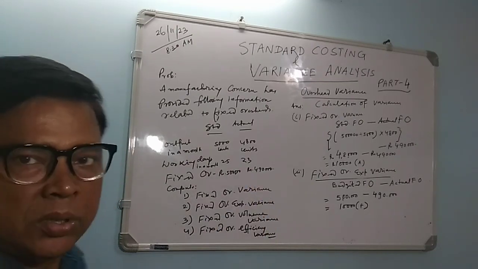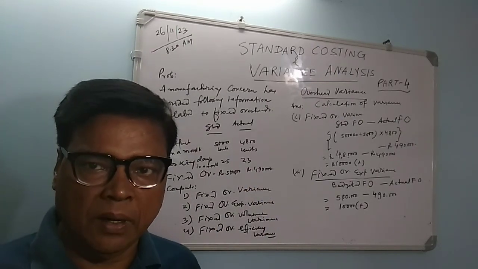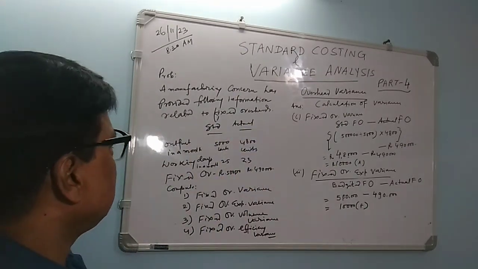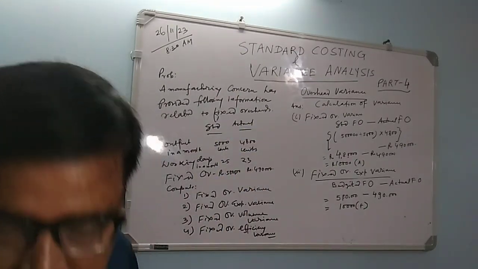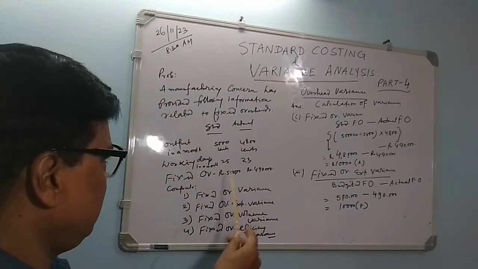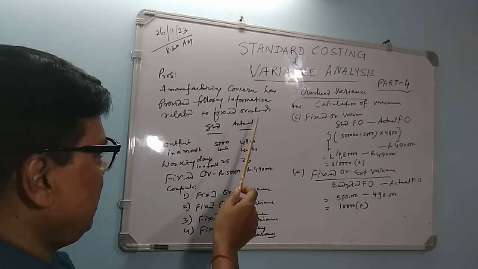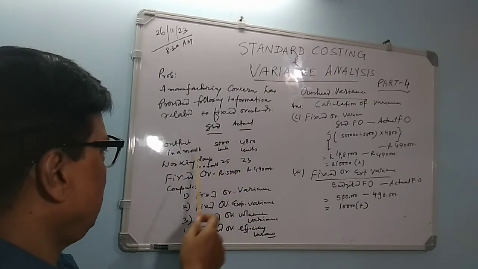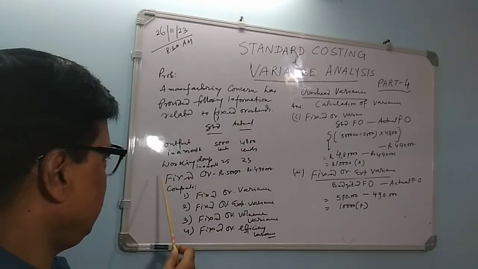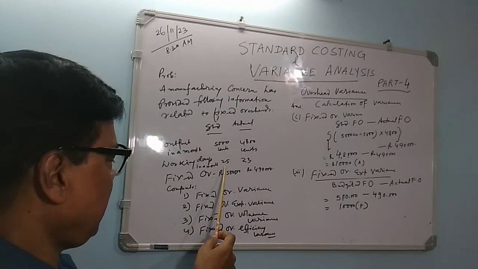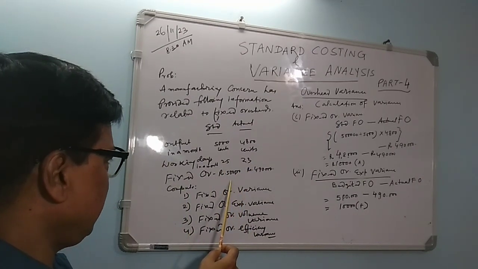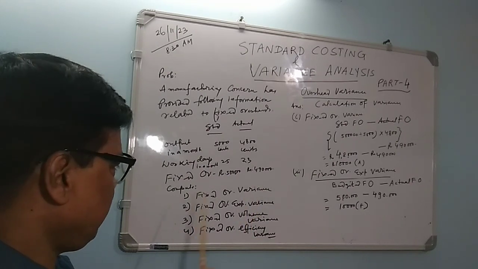So to start with, we take an example for fixed overhead variances. A manufacturing concern has the following information relating to fixed overheads. Standard output in a month is 5000 units and actual is 4800 units. Working days in a month are 25 days and 23 days. Fixed overhead is 5 lakh per month and 4 lakh 90,000 per month.